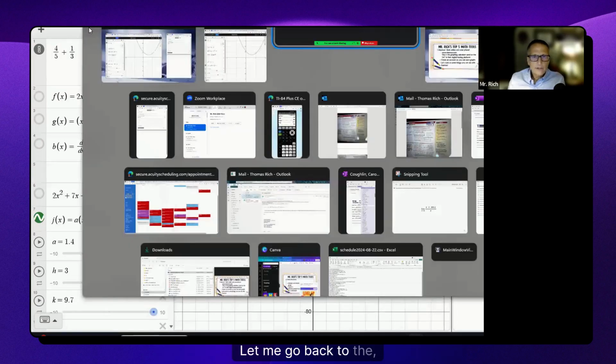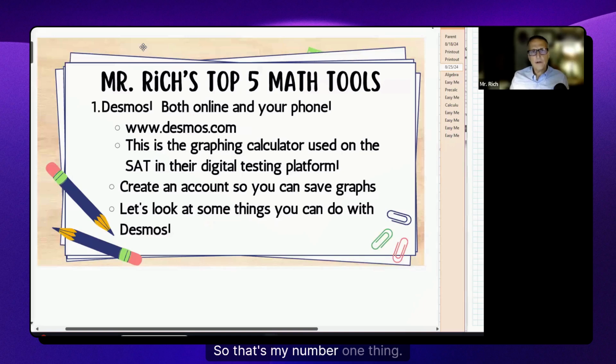Let me go back to the presentation here. So that's my number 1 thing. Be familiar with Desmos. Get it loaded onto your phone and your iPad.